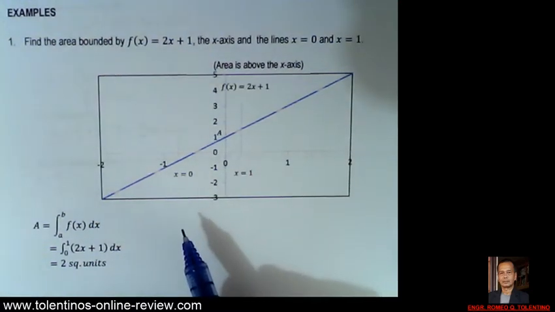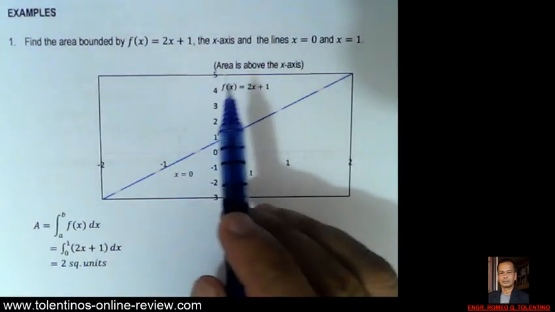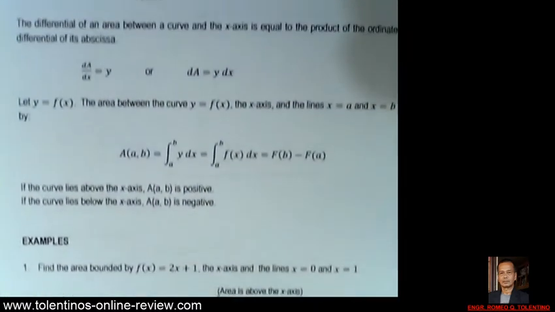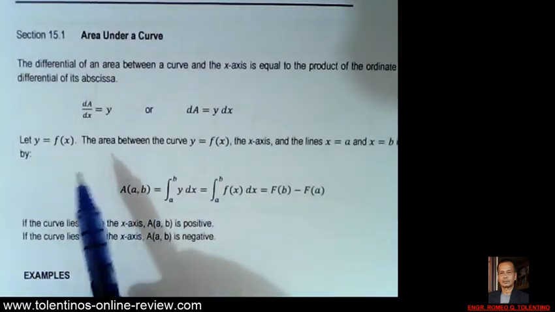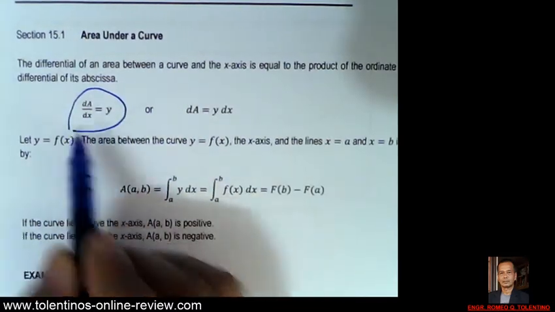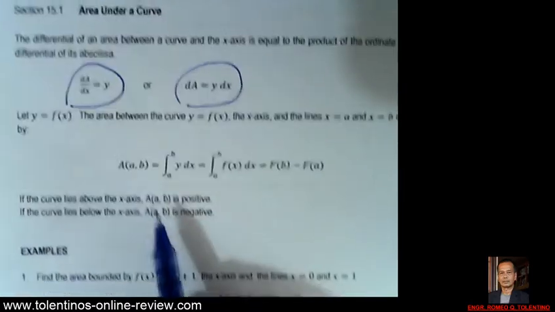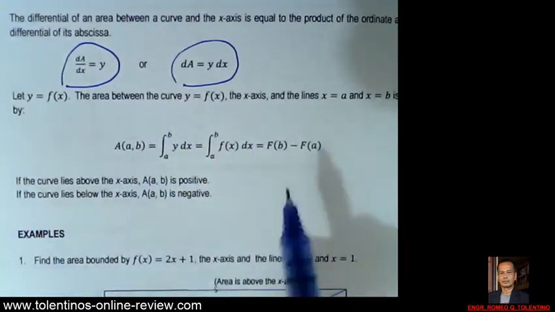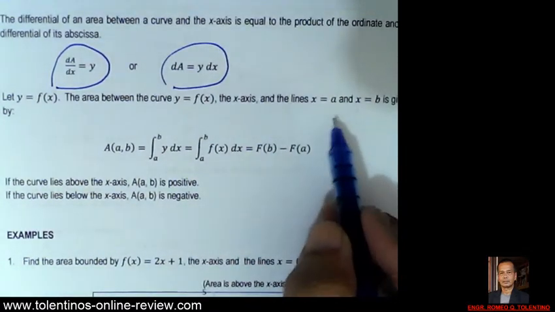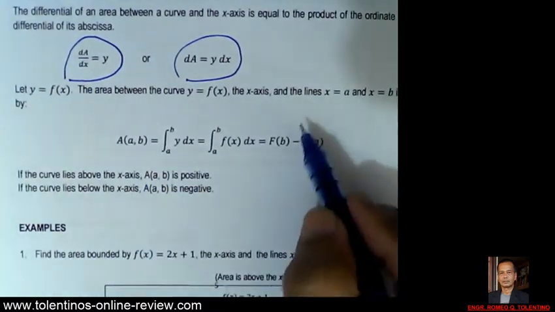Okay, this is the first example from your book. I want you to read lesson 15, the concept behind lesson 15. Now look at this area under the curve. This is your differential equation: dA/dx is y, or dA is y dx. And the area between the curve y is f of x, the x-axis, and the lines x is a and x is b is given by this equation.